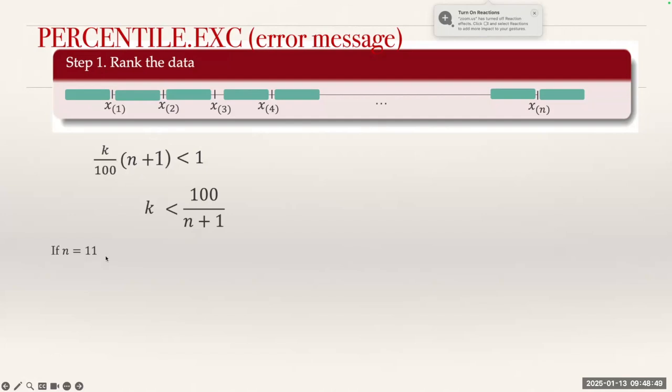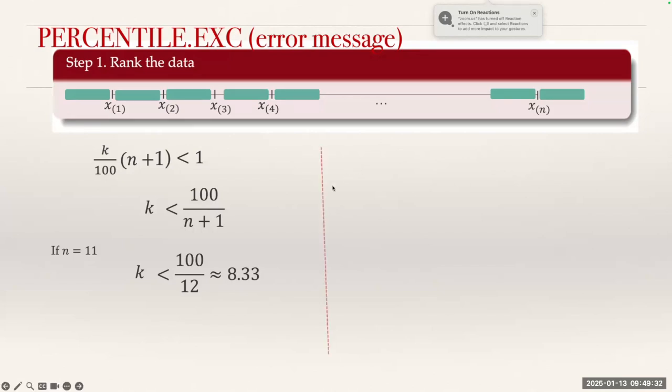For example, if n is 11, if K is lower than 100 over 12, because n is 11, then Excel is going to give you an error. Excel cannot compute this. So if K is 8 or 7 or 2, you try to solve this problem, and there are 11 data, for sure that you cannot get the percentile.X.